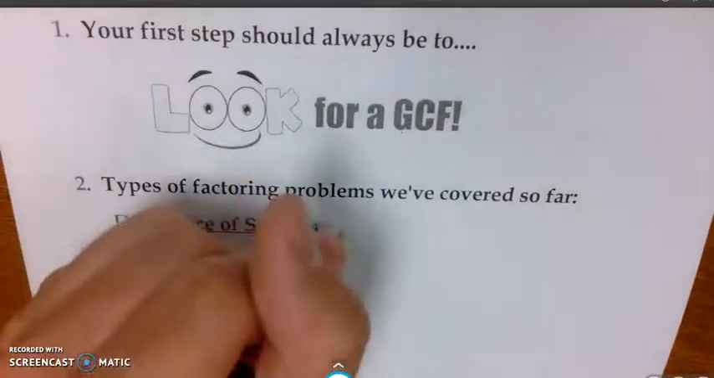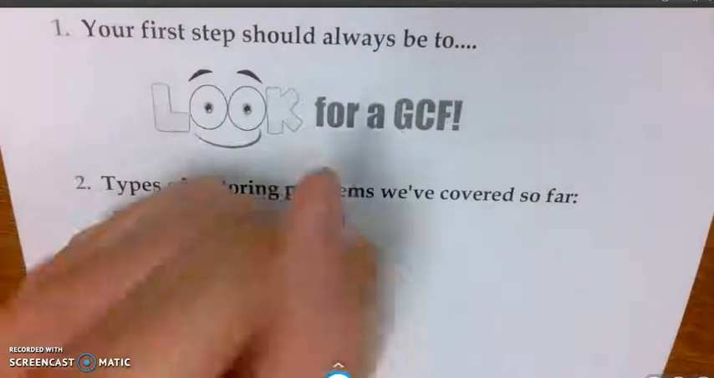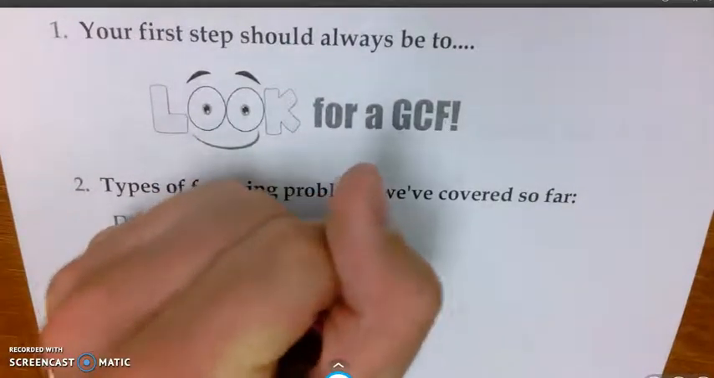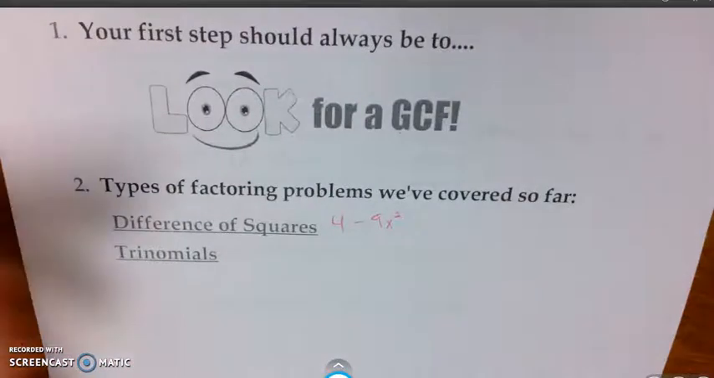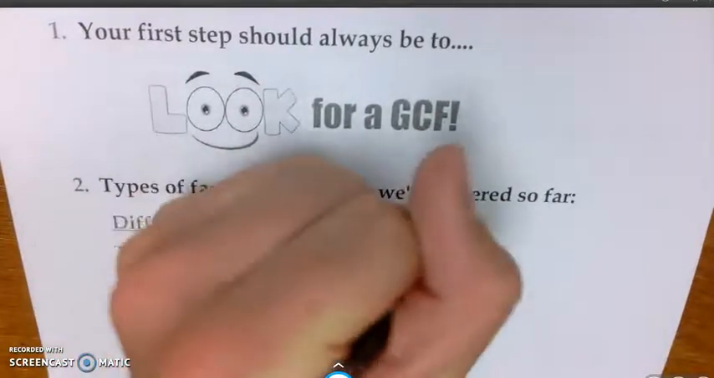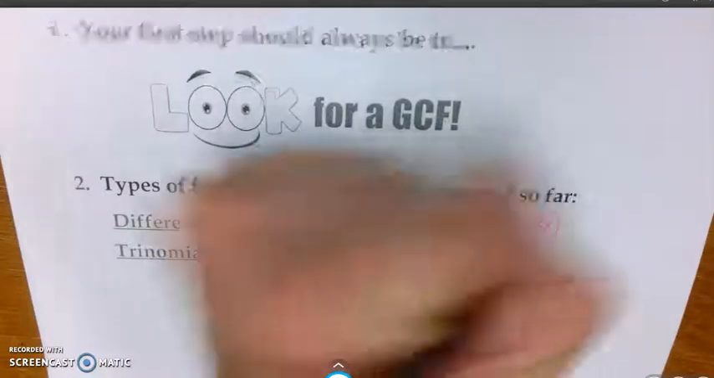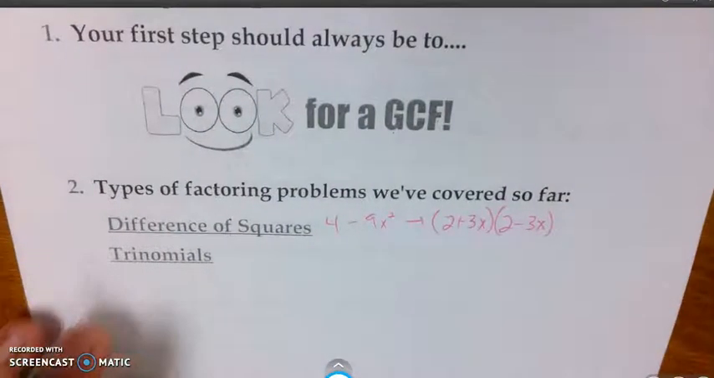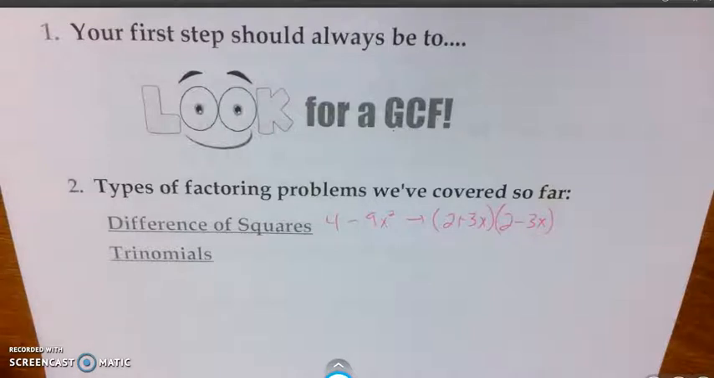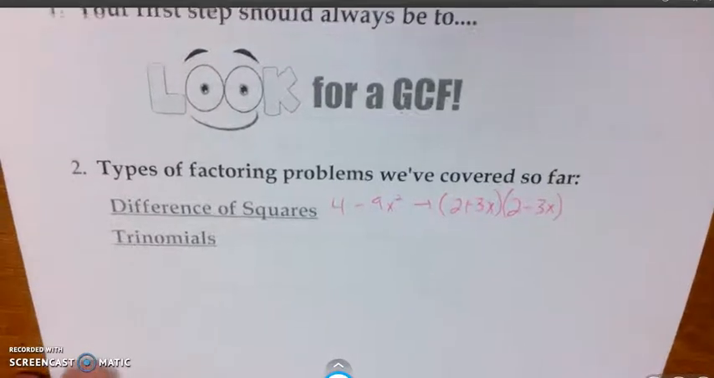So for instance, difference of squares. If I saw, say, 4 minus 9x squared, well, I could factor that into a 2 plus 3x and a 2 minus 3x. And I could go through and solve from there. I'm going to switch over to black ink because this pink is looking a little faint.